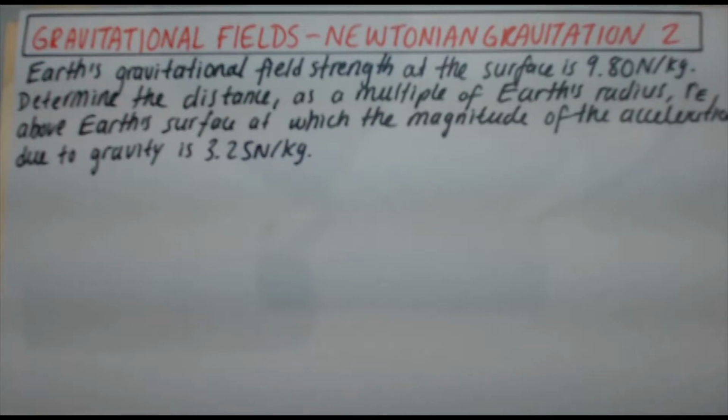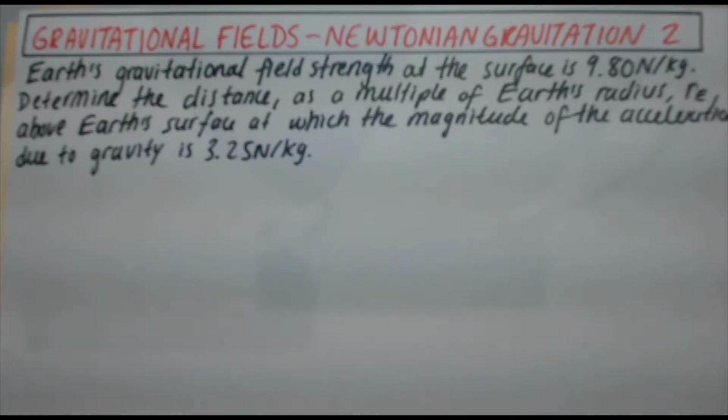Earth's gravitational field strength at the surface is 9.80 newtons per kilogram. Determine the distance as a multiple of Earth's radius, RE, above Earth's surface, at which the magnitude of the acceleration due to gravity is 3.25 newtons per kilogram. So essentially it's becoming almost a third of what it is.